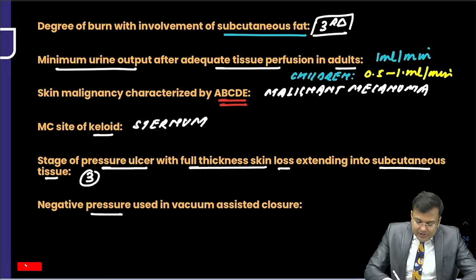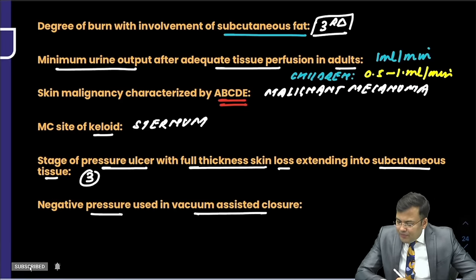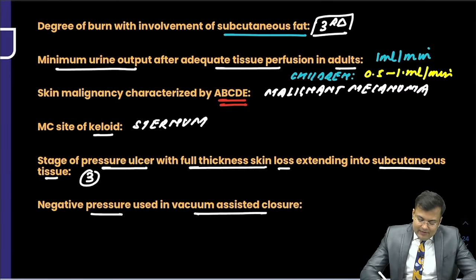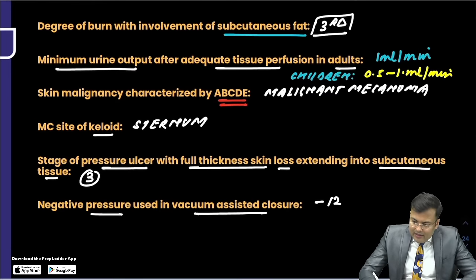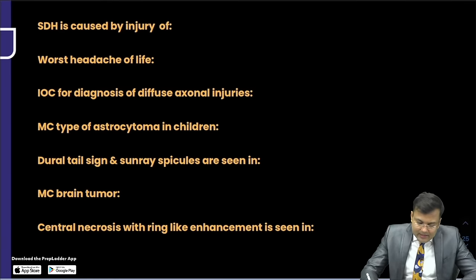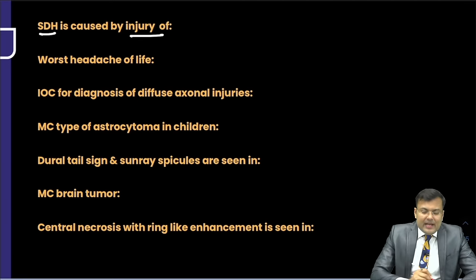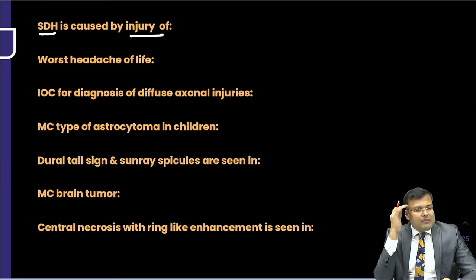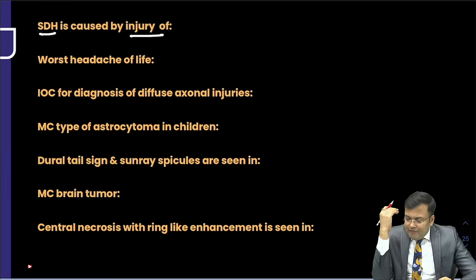Now, negative pressure used in vacuum assisted closure. You people are replying very, very fast. Very good, minus 125. Negative pressure applied is minus 125 mmHg in negative pressure wound therapy. Very good, guys. Next, SDH, subdural hematoma, it is caused by injury of which veins?